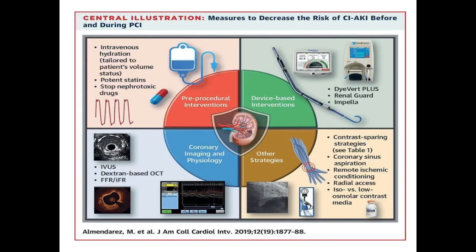And I would strongly recommend going through this nice review article recently published in JACC that details different strategies, device-based and imaging-based, to reduce the risk of contrast-induced nephropathy before and during PCI. They discuss more complex strategies such as the use of Impella, RenalGuard, aspiration of contrast from the coronary sinus, dextran-based OCT, and other tools.